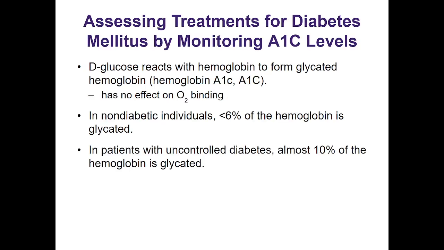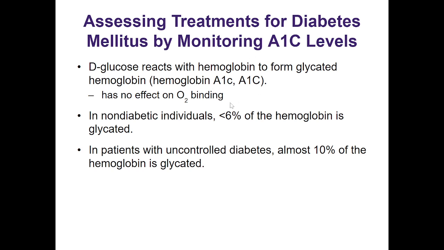Okay. So let's assess some of the treatments for diabetes mellitus by monitoring A1C levels. D-glucose will react with the hemoglobin to form glycosylated hemoglobin. This is the hemoglobin A1C. Sometimes the C is lowercase, sometimes it's capital. It just depends on really the program usually. Usually it's automated, and so whoever's doing it doesn't even choose. Whoever programmed it usually chooses.